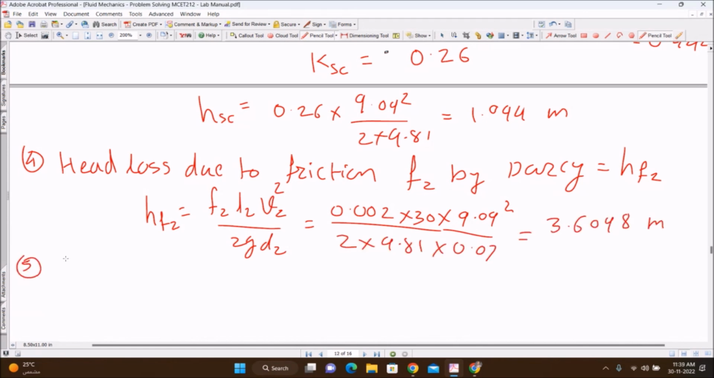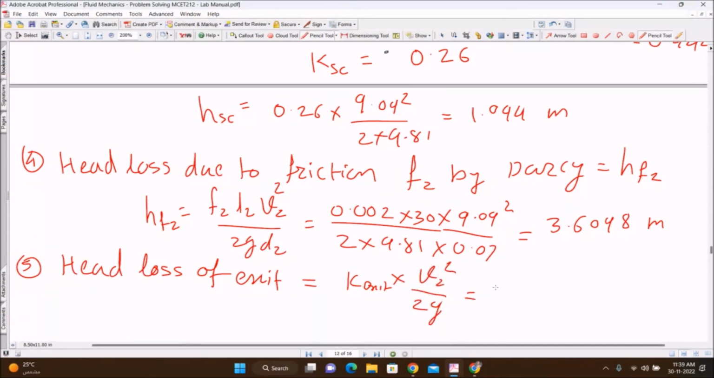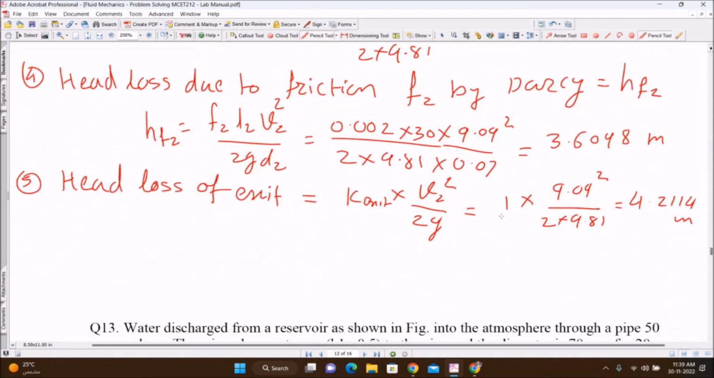Fifth, head loss at exit is equal to K exit into velocity V2 square by 2G. K exit is assumed to be 1. So here the K exit is assumed 1. Why? I will explain here.